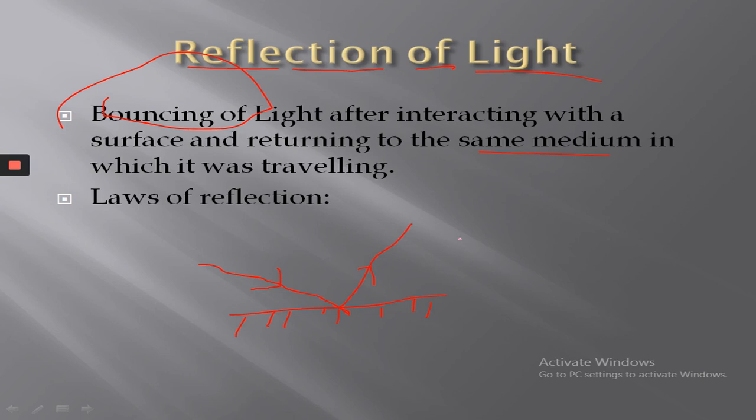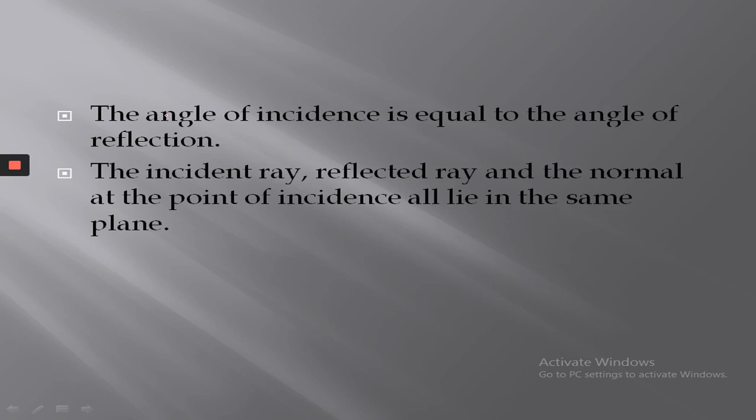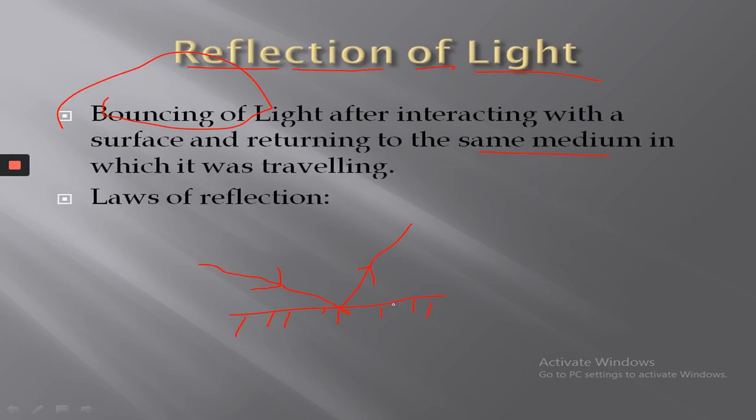Concerned with reflection, we know that there are two laws. These are the two laws. The angle of incidence is equal to the angle of reflection. All of you know angle of incidence, angle of reflection. If you consider this as the normal, in this case, this is the angle of incidence denoted by i. And this is the angle of reflection denoted by r. So the law of reflection says that angle of incidence i is equal to angle of reflection r.